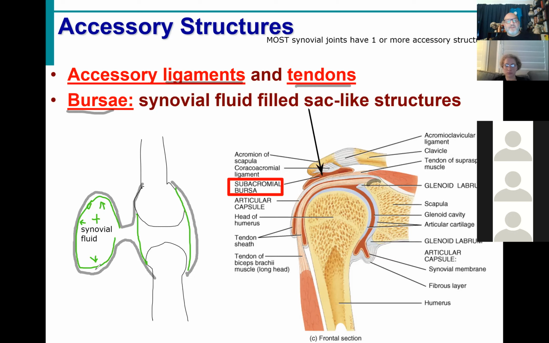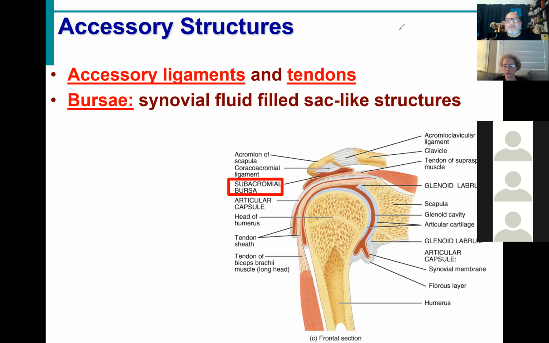So these bursas help to provide cushions, but like the joints themselves, they can become irritated. They can become damaged and become inflamed, causing a bursitis. Exactly.